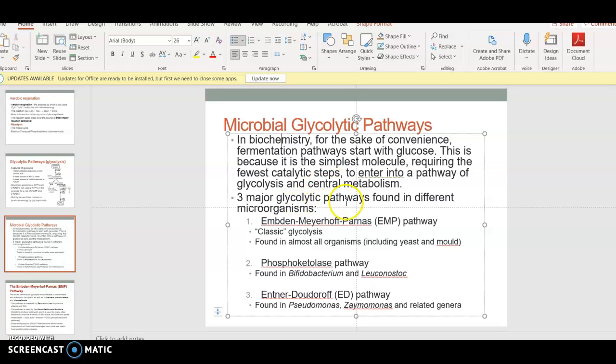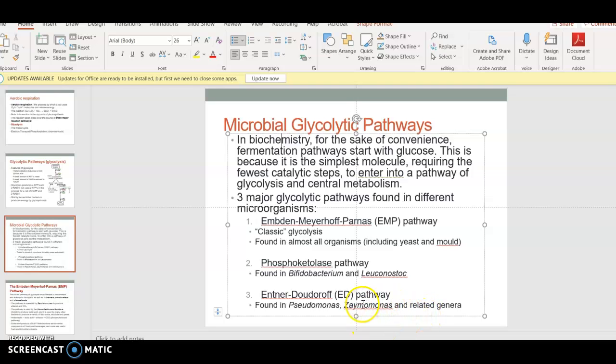There are three major glycolytic pathways found in different microorganisms. The first one we call the EMP pathway. This is the one that we learn in basic biochemistry. This is the classic glycolysis, and it is found in almost all organisms, including microorganisms, including yeast and mold as well. The second one, the less common one, is the phosphoketolase pathway, which can be found in certain bacteria such as Bifidobacterium and Leuconostoc. And the last one is the ED pathway. It is found in Pseudomonas, Zymomonas, and related genera.